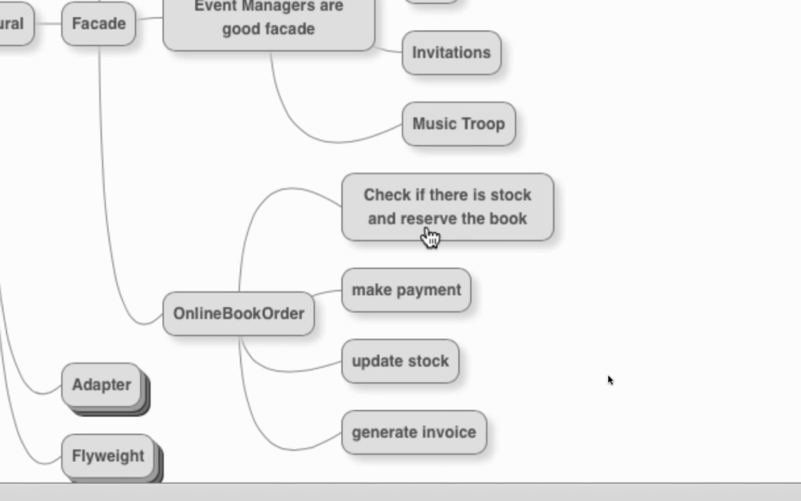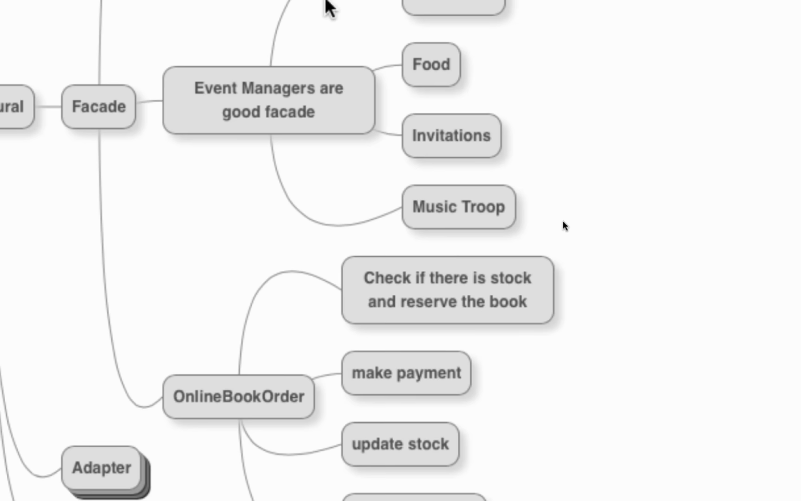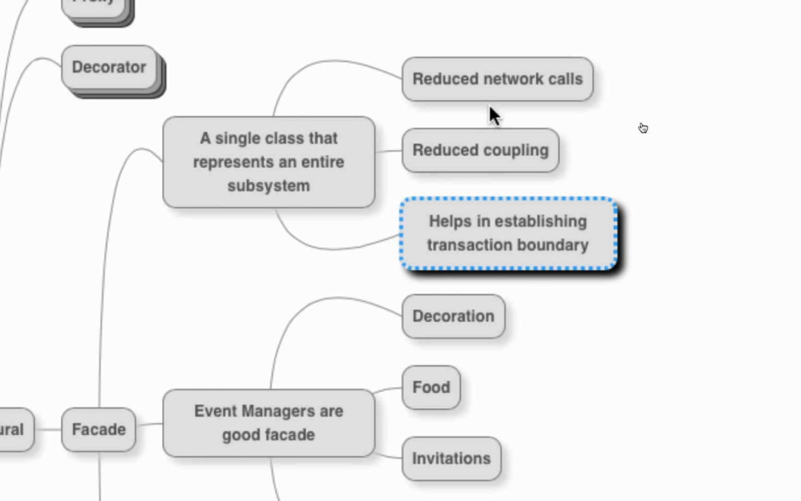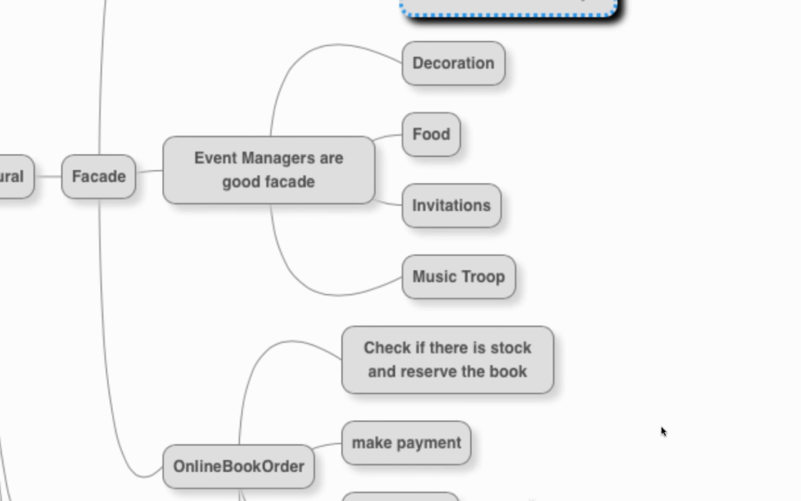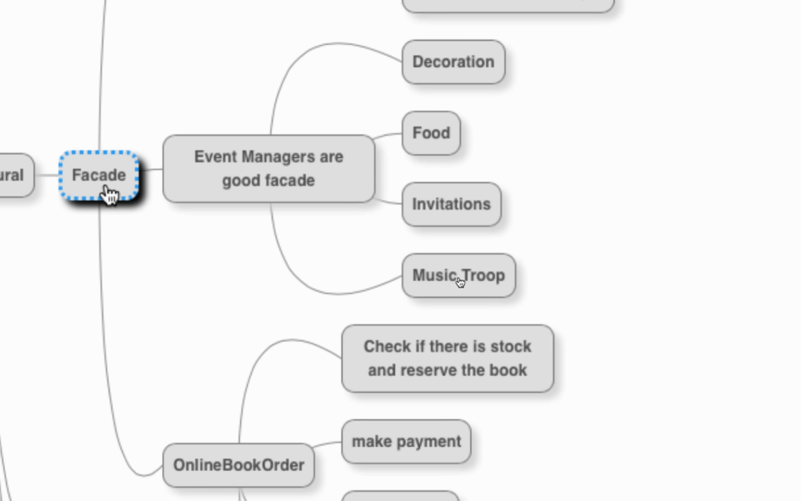So let's say while making a payment there is a failure, I have to make sure that this is reversed. So this reserving of the book is reversed. So things like this, the facade kind of forms the transaction boundary. So if any of these steps fails, the previous steps are rolled back. So facade is also good in establishing a transaction boundary. So that's the facade pattern. Facade pattern is really useful, very frequently used in web applications, in a lot of other applications as well.